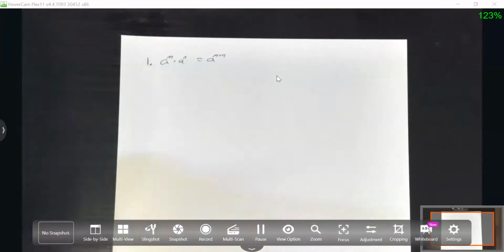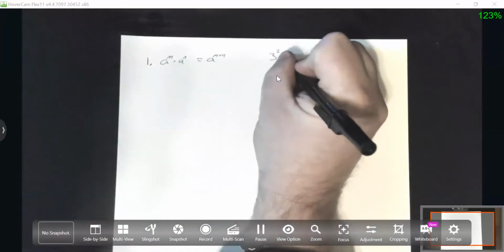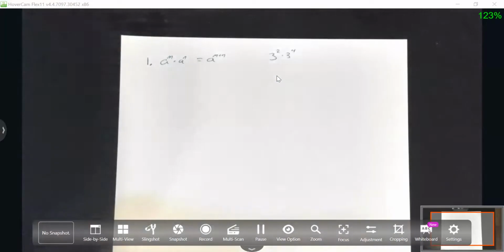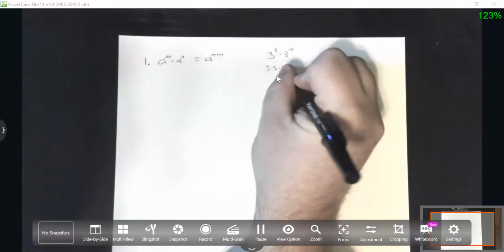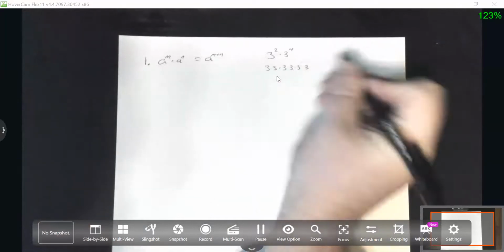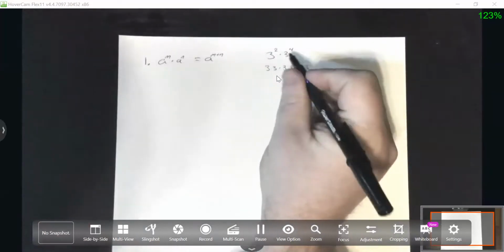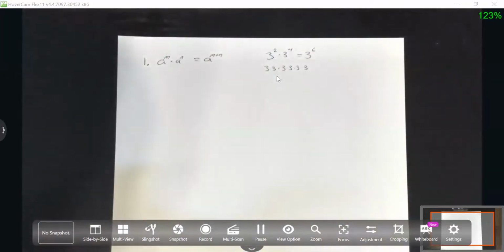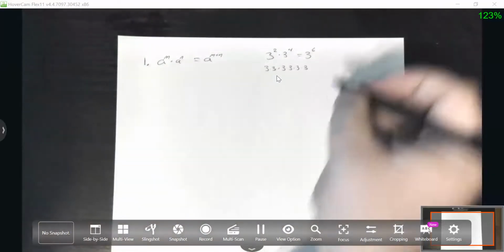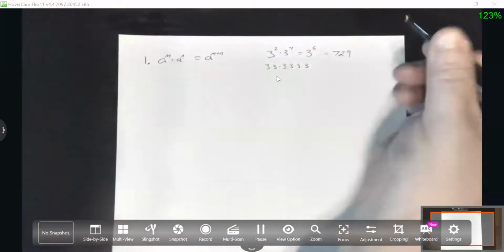So looking at this rule as a concrete example, say we had 3 squared times 3 to the 4th. If we were to actually write those out, 3 squared would mean 3 times 3. 3 to the 4th would give us 4 more 3s. If we simply counted them out, we'd end up with 6. So this is why we're adding the exponents. So that'd be 3 to the 6, and we could actually get a number for that. That's 3, 9, 27, 81, 243, 729, something like that. So that's our first rule.